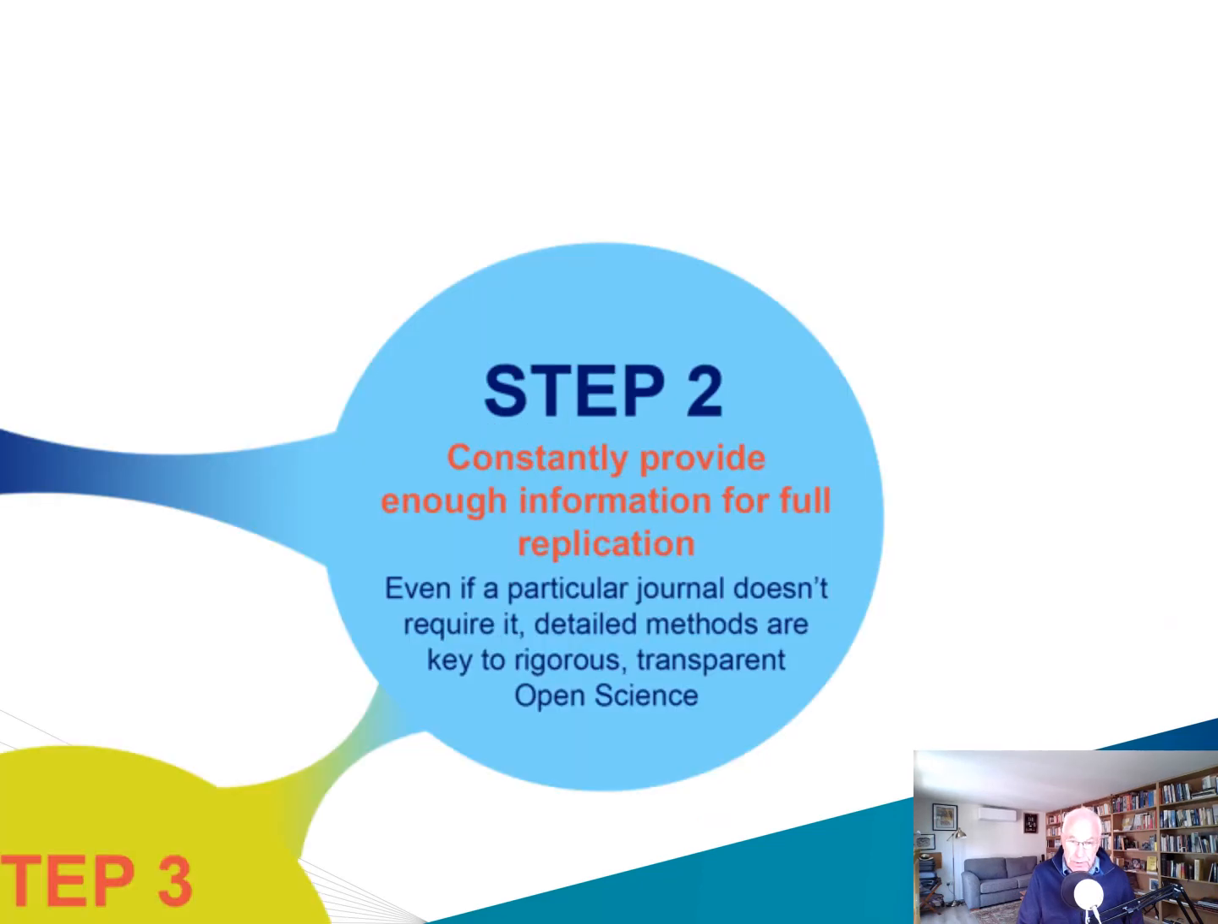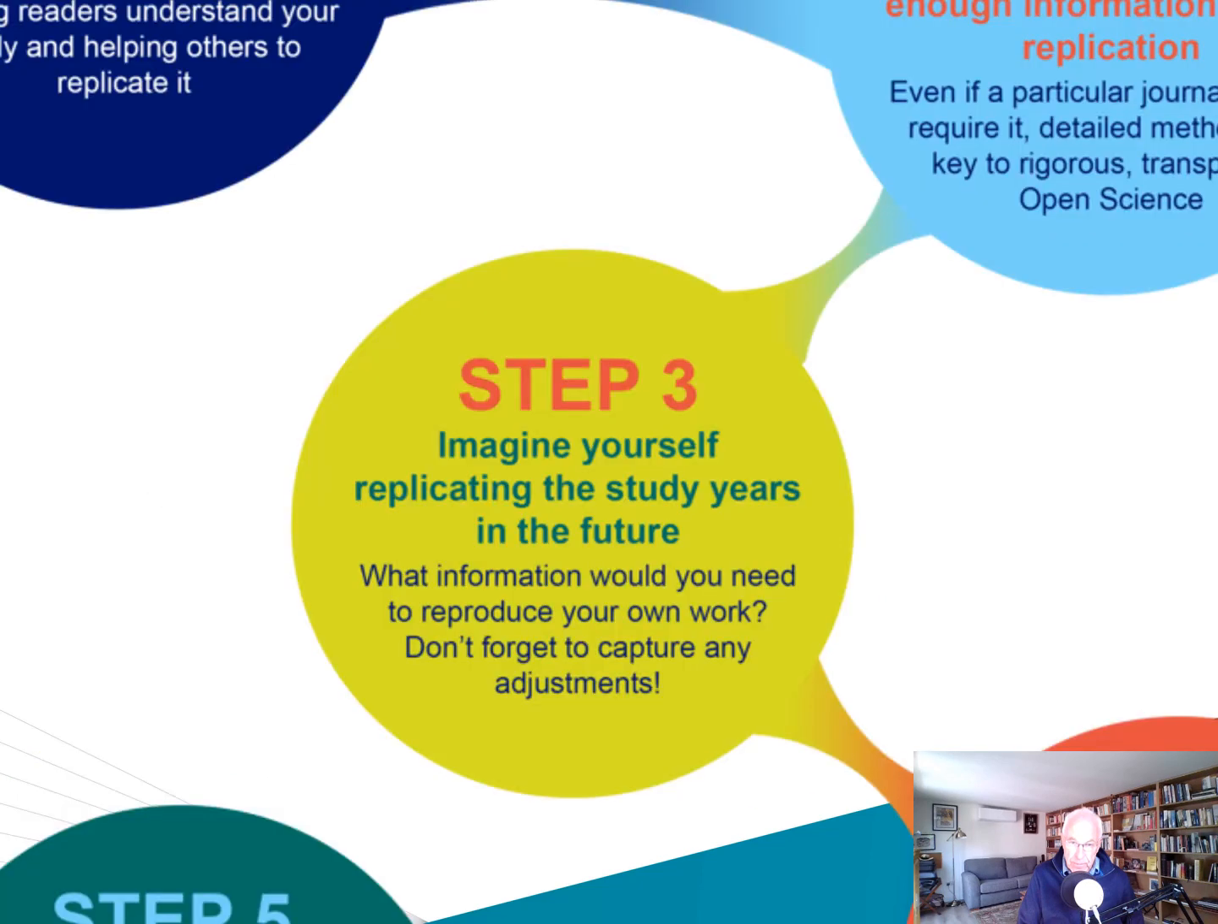Step 2, constantly provide enough information for full replication. So even if the journal doesn't require it, detailed methods are key to rigorous, transparent and open science. Step 3, try to imagine yourself replicating the study in future years. So read over it and think, what information would you need to reproduce your own work? And don't forget to capture any adjustments or changes that you made to, for example, a published protocol.